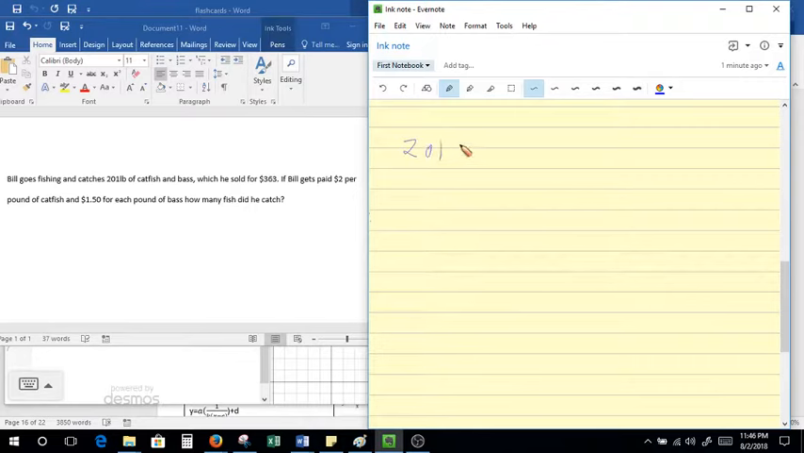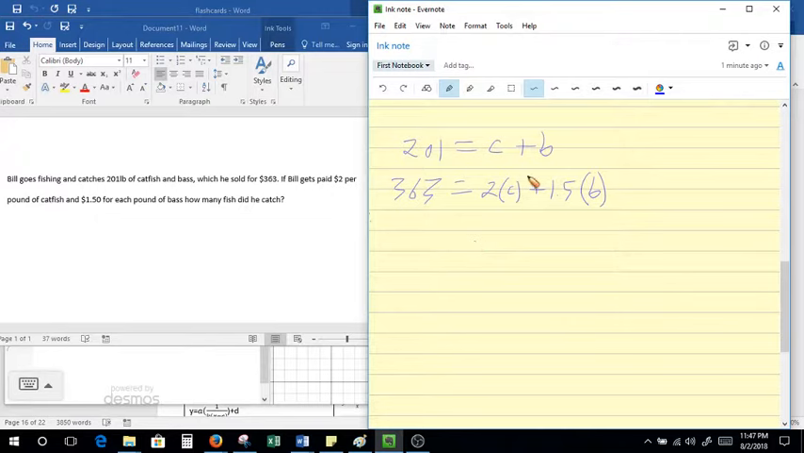We've got 201 pounds, and that is equal to the number of catfish and bass, or rather the pounds that represent them. He also made $363, and he was paid $2 per pound of catfish. We already have that term defined. And he gets $1.50 per pound of bass. Again, we've already defined that value.